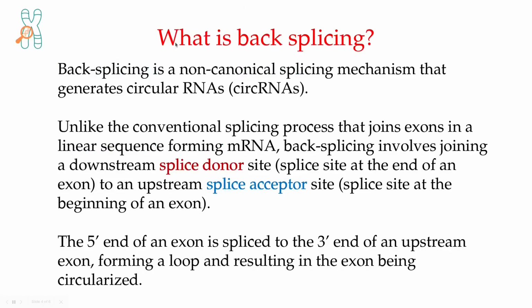What is backsplicing? Backsplicing is a non-canonical splicing, because canonical splicing is for normal messenger RNA. So backsplicing is a non-canonical splicing mechanism that generates circRNAs. Unlike the conventional splicing process that joins exons in a linear sequence forming normal messenger RNA, backsplicing involves joining a downstream splice donor site to an upstream splice acceptor site. The 5' end of an exon is spliced to the 3' end of an upstream exon, forming a loop and resulting in the exon being circularized.